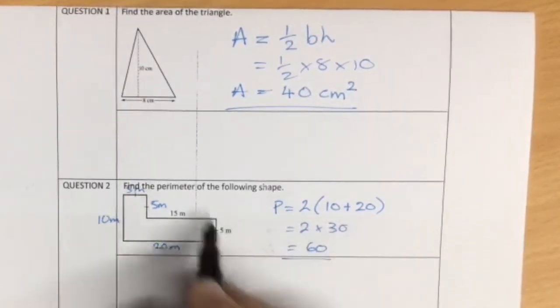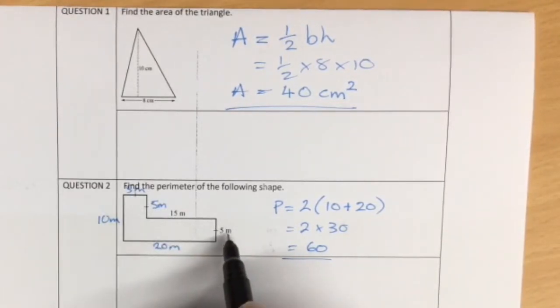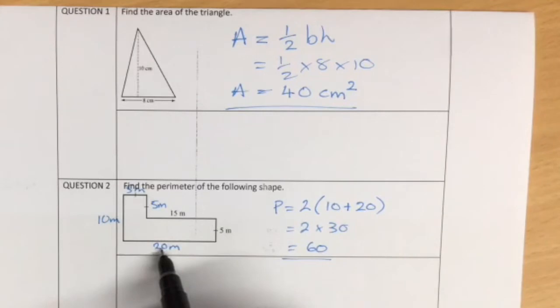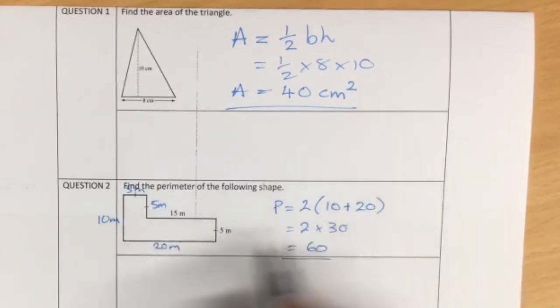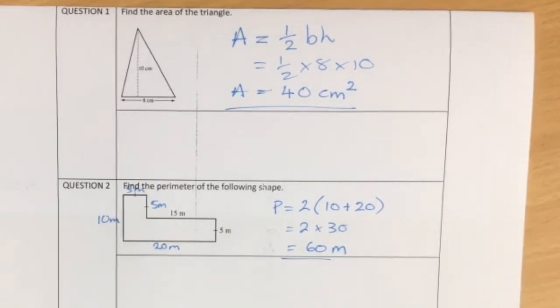If you don't believe me, you can go ahead and add all those up. 5 plus 15 is 20, plus another 5 is 25, plus 20 is 45, plus 10 is 60. So we can always double check that. Make sure you remember the units at the end, otherwise you'll probably miss out on some marks.